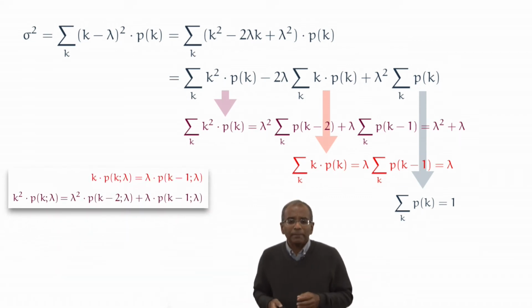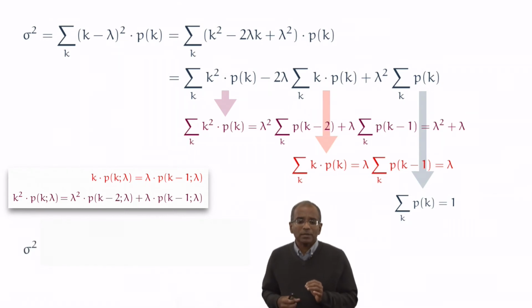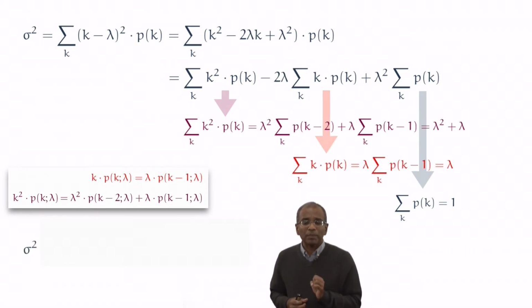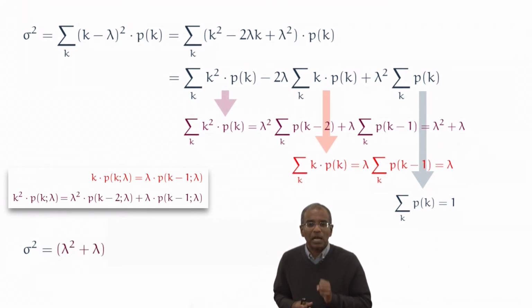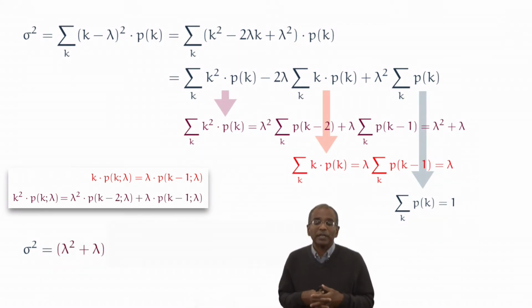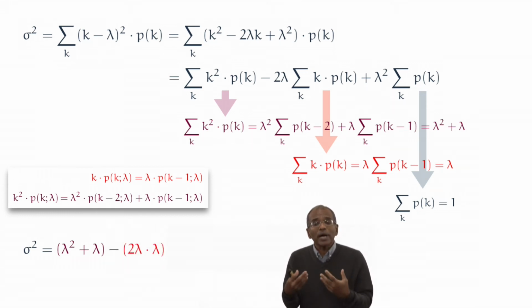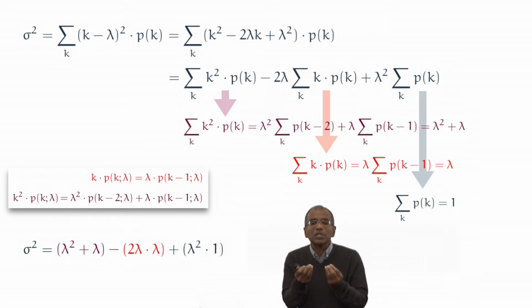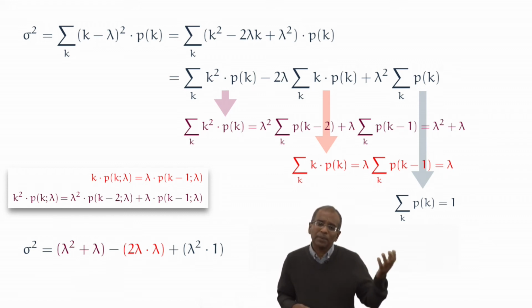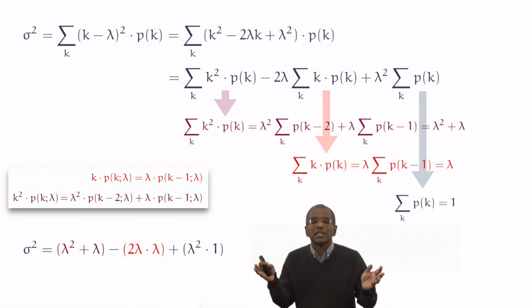Pooling our expressions together, we get the following result for the variance. The first summation involving k squared p of k gives us the term lambda squared plus lambda. The second summation involving k times p of k gives us a term minus twice lambda times lambda. And the third term involving a summation of p of k by itself gives us a term involving lambda squared times 1. And an examination of the expression on the right shows that lambda squared fortuitously cancels. You get lambda squared minus 2 lambda squared plus lambda squared, and it goes away. And so all that remains is a beautiful, elegant, simple expression, lambda.